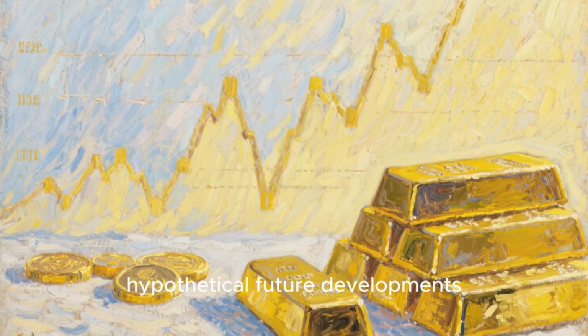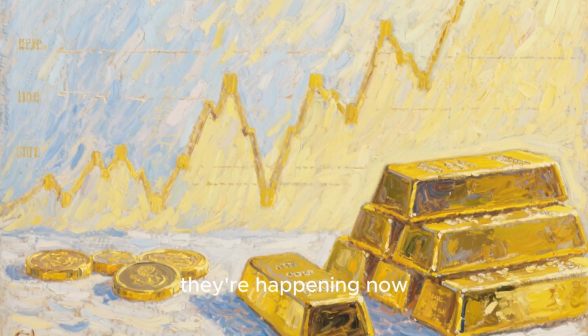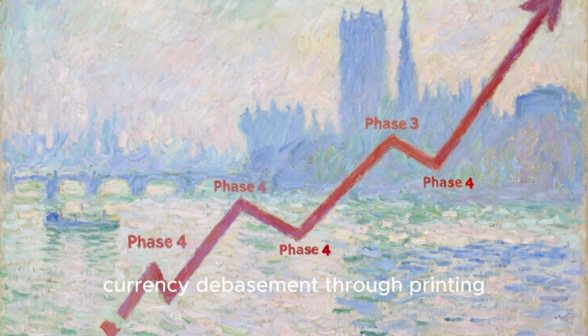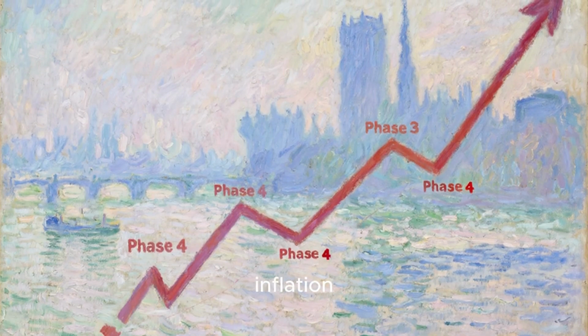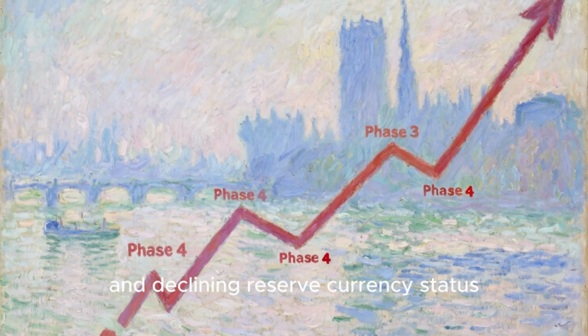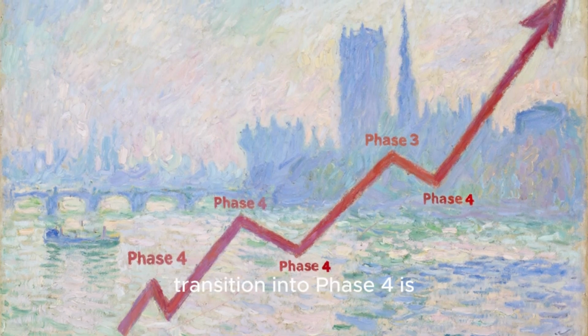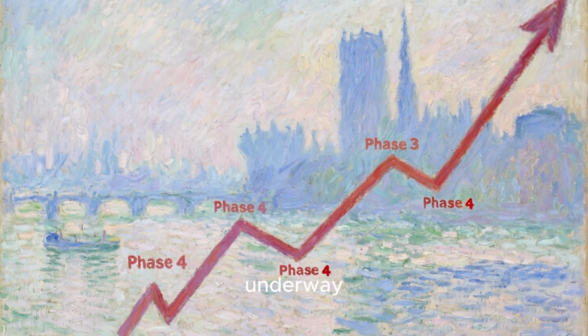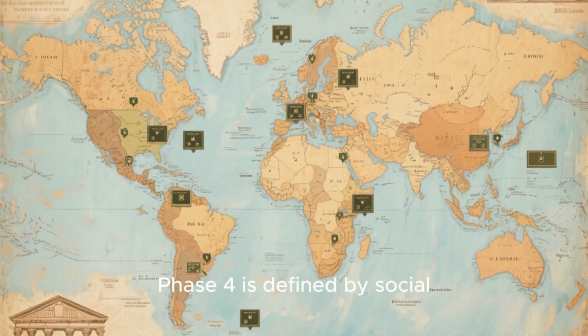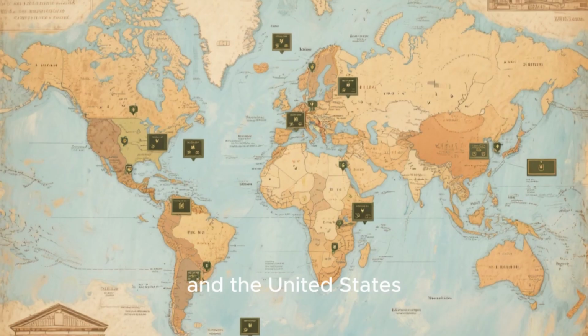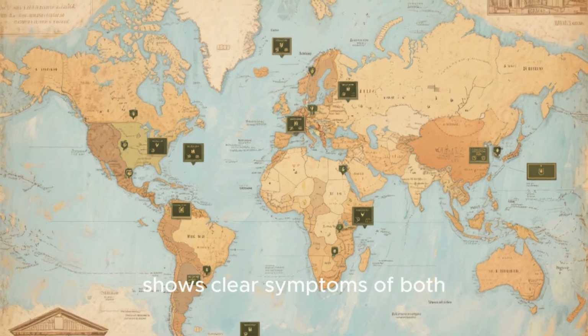These aren't hypothetical future developments. They're happening now. The pattern of Phase 3 is clear: deficit spending, currency debasement through printing, inflation, and declining reserve currency status. America is deep into Phase 3, and the indicators suggest transition into Phase 4 is underway.